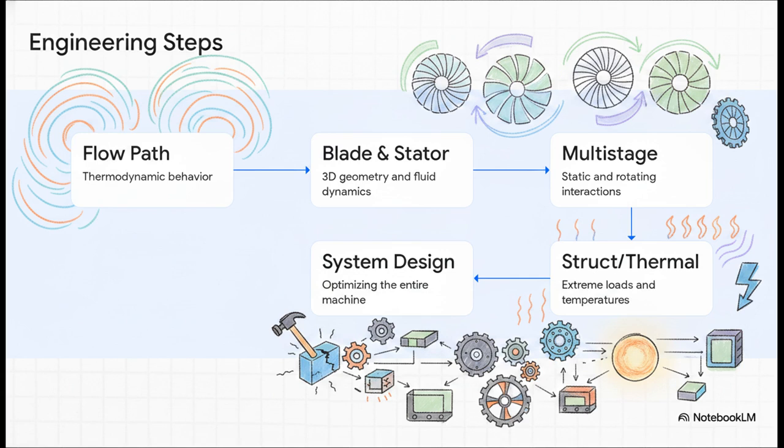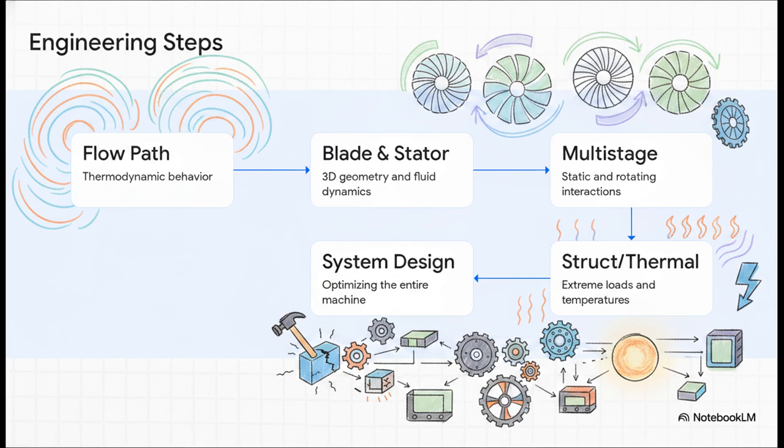First, they define the thermodynamic flow path. Then, they use computational fluid dynamics to map the 3D geometry of the blades and the stator. From there, they examine how the stationary and rotating parts interact in complex, transient flows over time. Once the fluid mechanics are dialed in, structural and thermal design tests those virtual metals against extreme cyclic loads and blistering temperatures. Eventually, they bring all these components together into one optimized system.